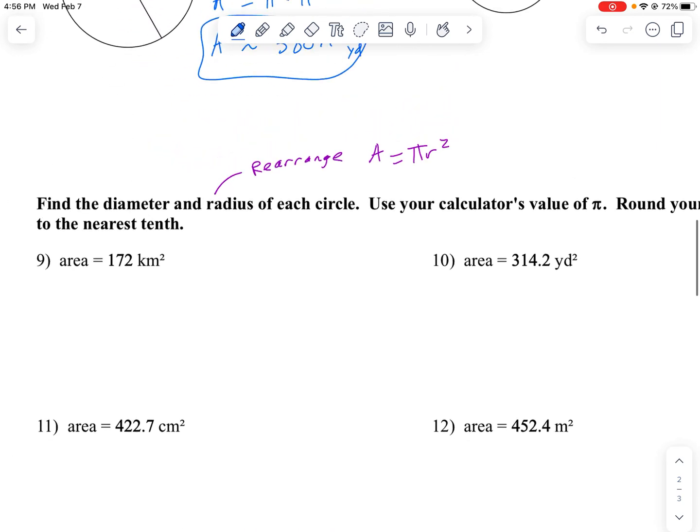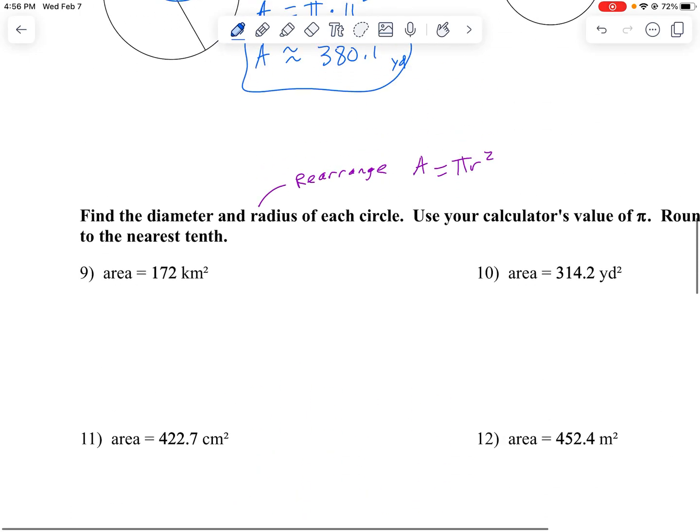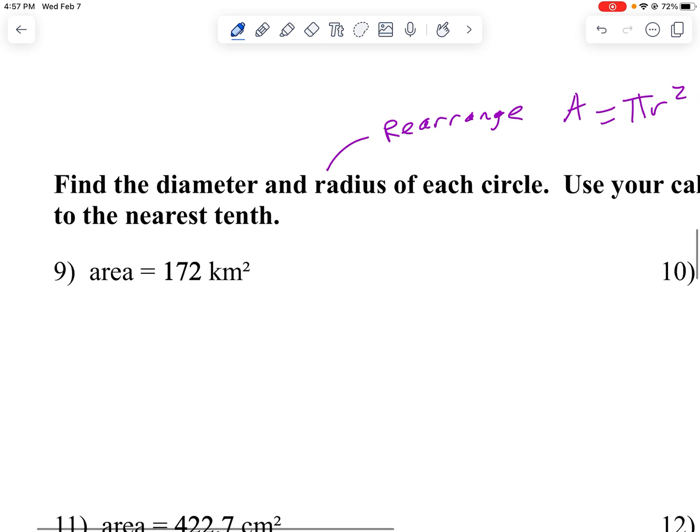sections require you to go backwards, because it's going to give you an area, and you have to get diameter or radius, or sometimes you have to go all the way back to getting the circumference when you're given the area. And so we're going to use our formulas to help us make these a little bit easier. So we need to find the diameter and radius of each of these circles.